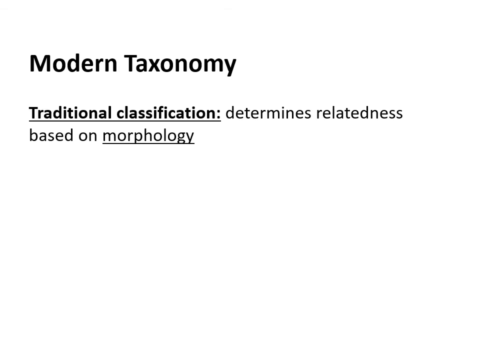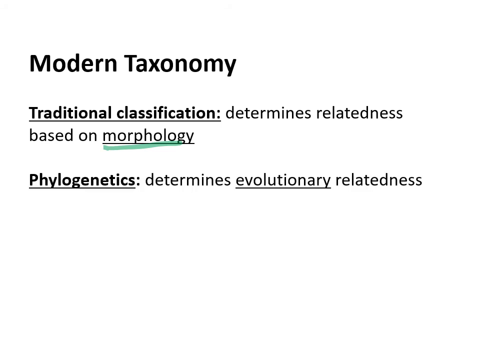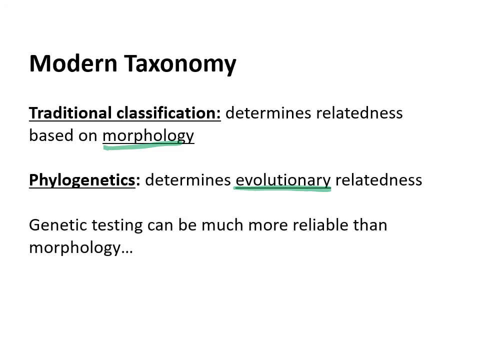All right, modern taxonomy. So traditional classification determines relatedness based on morphology. Phylogenetics determines the evolutionary relatedness. And genetics has basically been the way of checking this, making sure that the connections that we think were there based on morphology are actually true based on the genetics. Because if you're basing it on morphology alone, the problem is some of the traits may have changed over time, so it may look like some things are similar, but in fact they are quite evolutionary distant from each other.